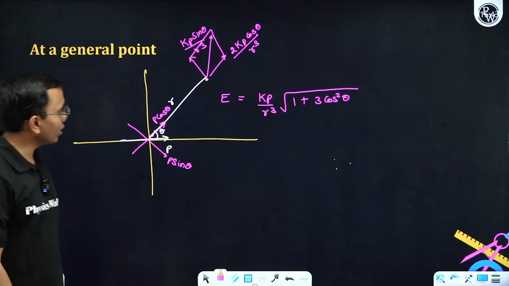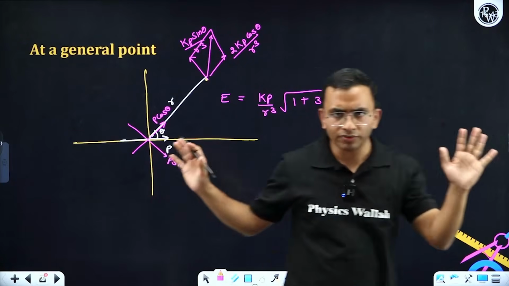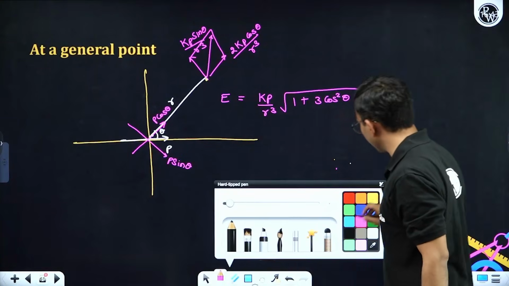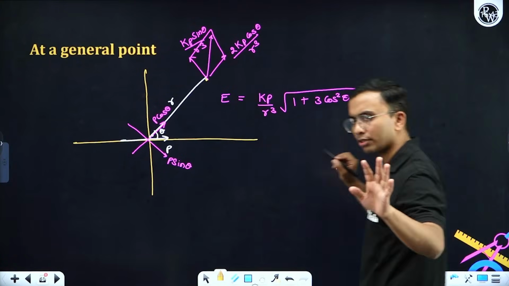So this is how you have to write that. But this formula is not required for mains. Don't remember this formula. Just understand this concept. If required, you can derive it. Don't worry.